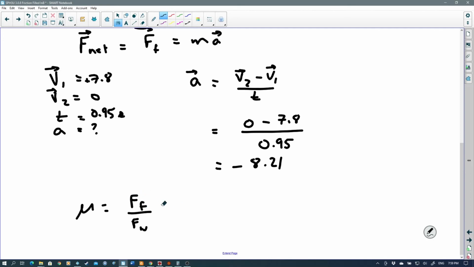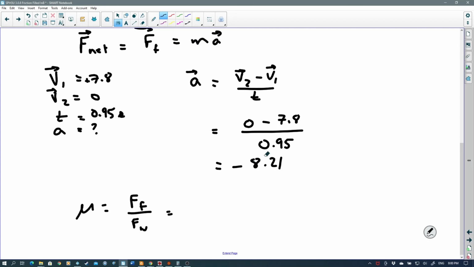And a student might mistakenly say, oh, but FF is equal to mu Fn, right? So if they do that, unfortunately, we end up with a situation here where we have what do they call a recursive problem here, because the FNs are going to cancel out and we just end up with mu equals mu, and that doesn't help me solve the problem. It's like a circular trap that you can get into in mathematics. What we have to do is use the idea up here that FF is equal to ma.